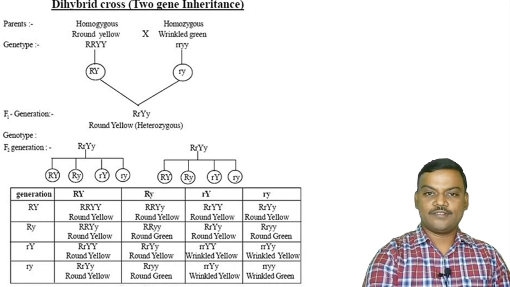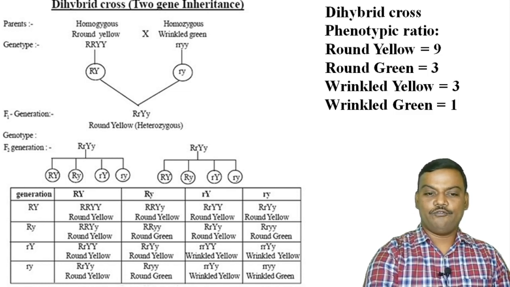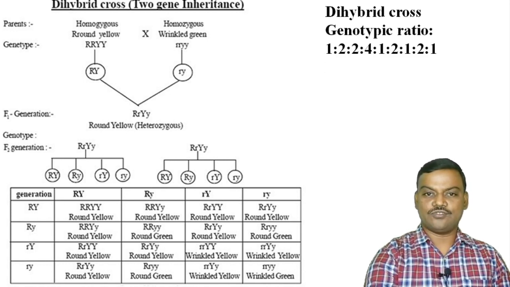So in this way, totally 16 offsprings are produced in the F2 generation. In the 16 offsprings, we can observe 4 phenotypes. And we should calculate the phenotypic ratio and genotypic ratio of the dihybrid cross experiment. Here, in the dihybrid cross phenotypic ratio, round yellow is equal to 9, round green is equal to 3, wrinkled yellow is equal to 3, and wrinkled green is equal to 1. So the phenotypic ratio is calculated as 9:3:3:1. And the genotypic ratio is calculated as 1:2:2:4:1:2:1:2:1. It is the phenotypic and genotypic ratio of the dihybrid cross.